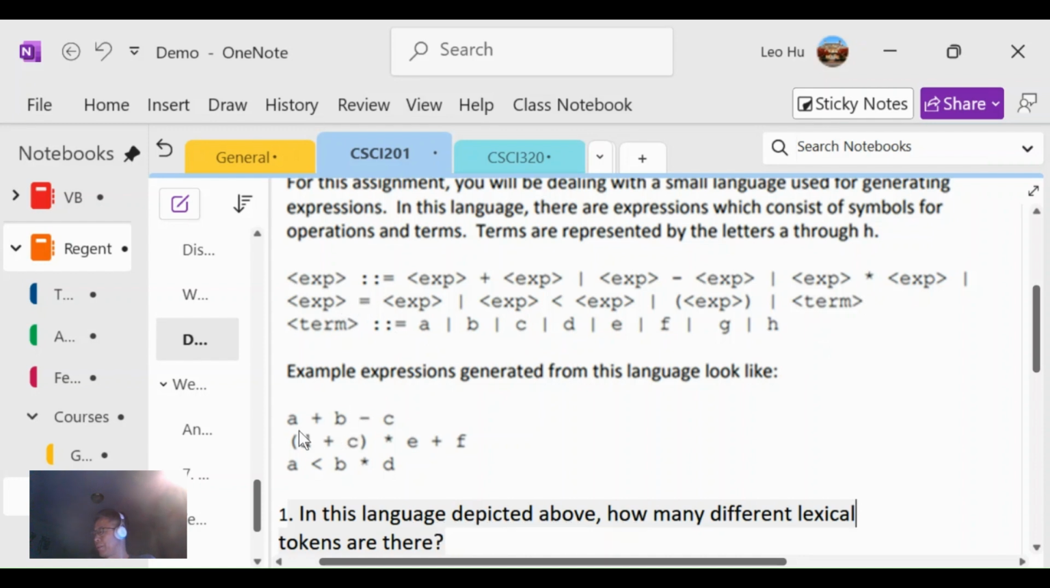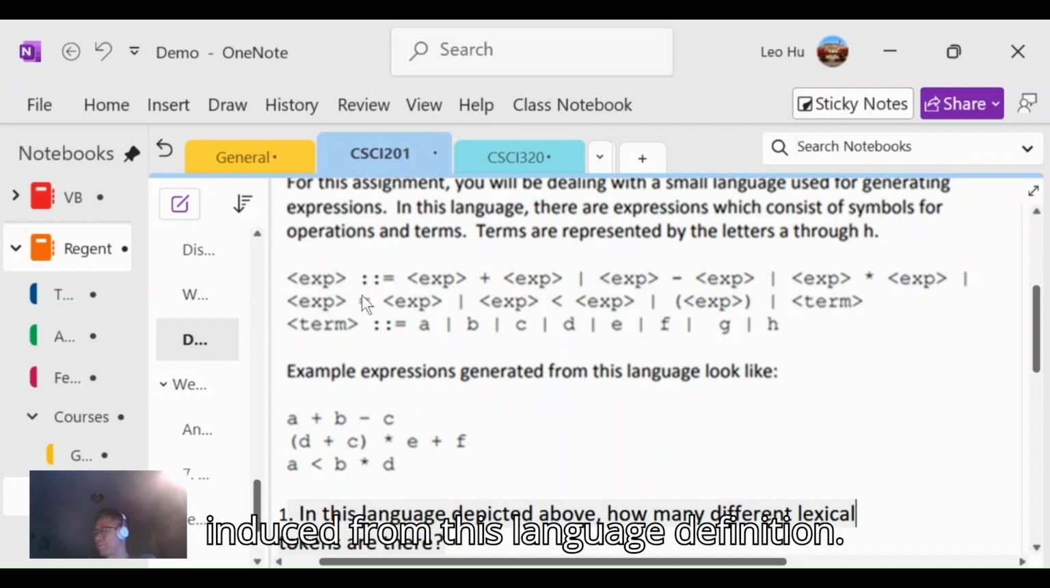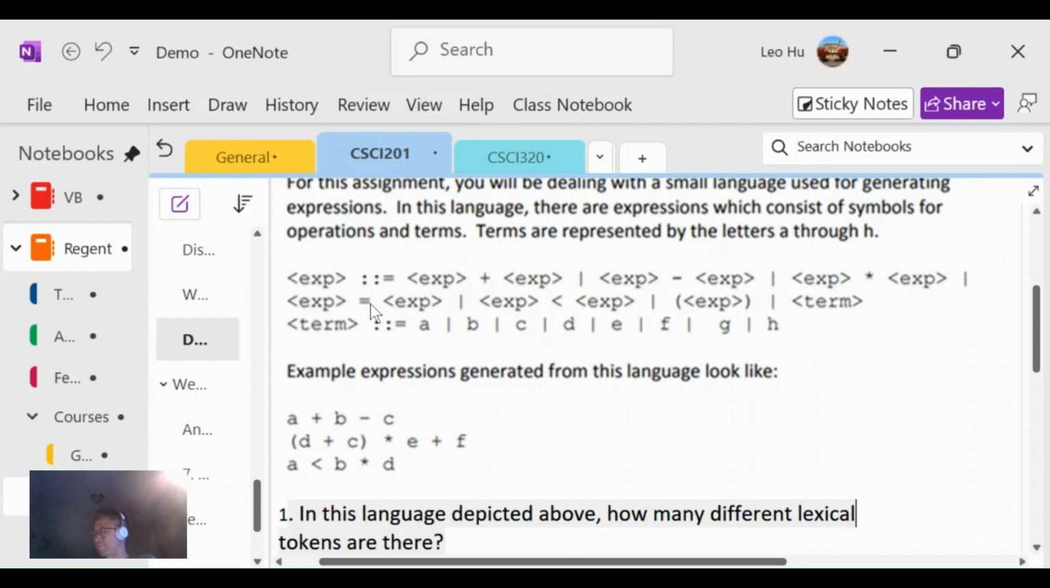So A plus B is an expression. Subtract C is another expression. That is this second definition of the expression here. So that means this expression A add B subtract C is a legal expression, and can be induced from this language definition. Okay.